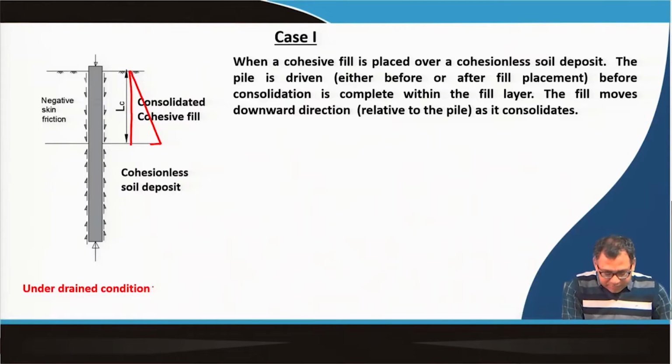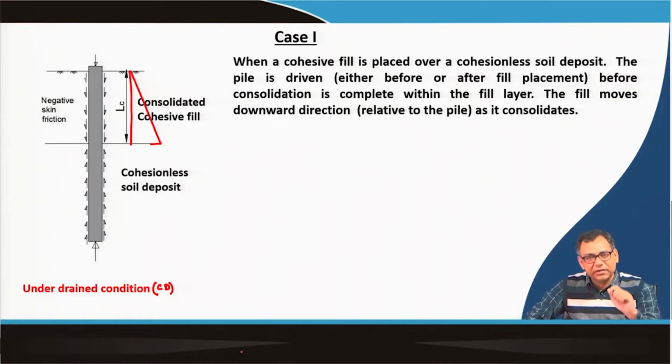So, that means all the properties are determined under the consolidated drained test, because we know that there are 3 types of triaxial test: UU, unconsolidated undrained; CU, consolidated undrained; and CD, consolidated drained. So, all the properties are determined under consolidated drained condition. Why is it under consolidated drained condition? Because the soil is consolidating and it is draining, water is flowing out and it is consolidating. So, it is under drained condition.